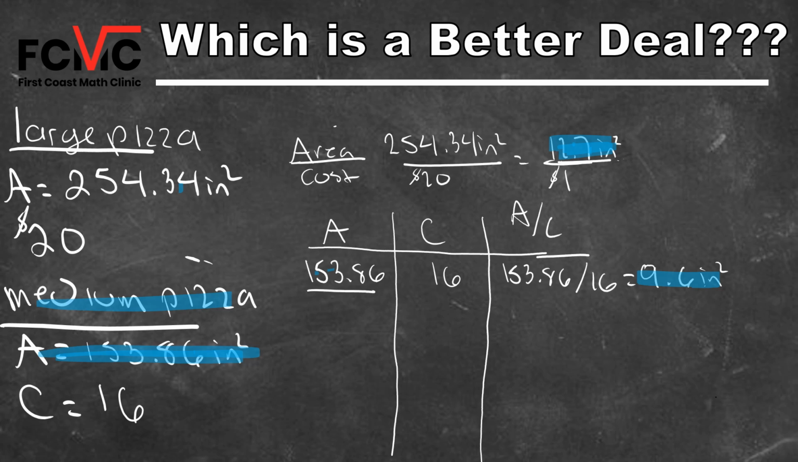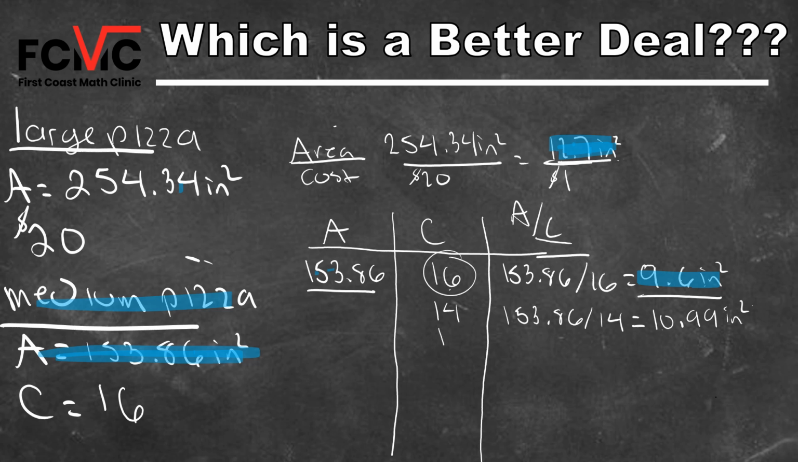We're not going to make our pizza bigger. We've got to adjust that cost. So let's drop the cost and see how it impacts the area to cost ratio. So let's say, what if the cost is $14, right? So let's do 153.86 divided by 14. Now, what is our ratio? We get 10.99 inches squared. So now we're getting almost 11 inches squared worth of pizza per dollar.